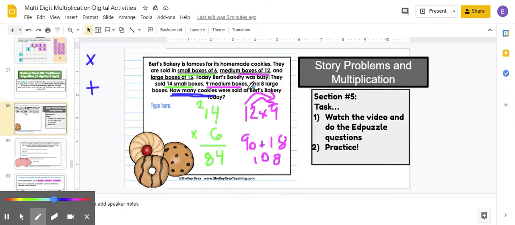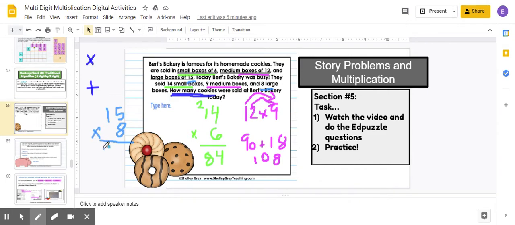Okay, so then we're going to choose one last color. Let's go with that one. And we're going to say, all right, we're going to do 15 cookies in the large boxes, and they sold 8 of them. So we're going to do 15 times 8. This time we'll stack it up again and just do the partial product method. So we're going to say 8 times 5 gets us 40. 8 times 10 gets us 80. And when we add those up, we have 120.